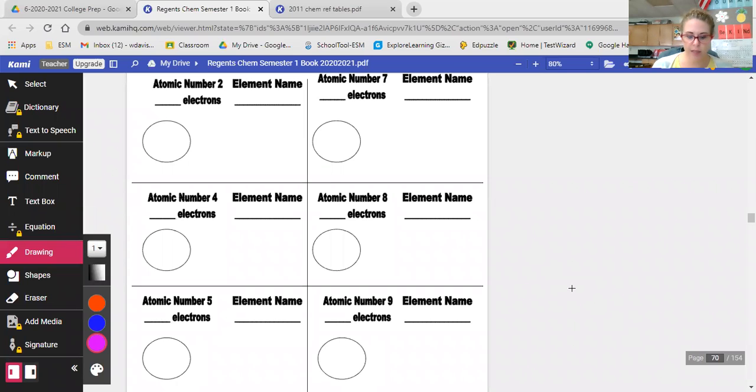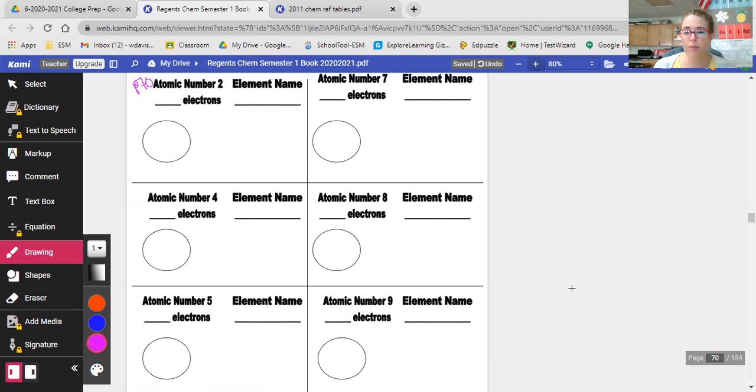Okay, so we are going to do some practicing of drawing Bohr diagrams and talking about the electron placement. This is going to be a quick video, and we are going to be looking at our notebook. This is notebook page number 70, so I'm just going to write that down over here. So this is page number 70 in your notebook. We have circles representing the nucleus, and we're going to just draw our Bohr diagram.